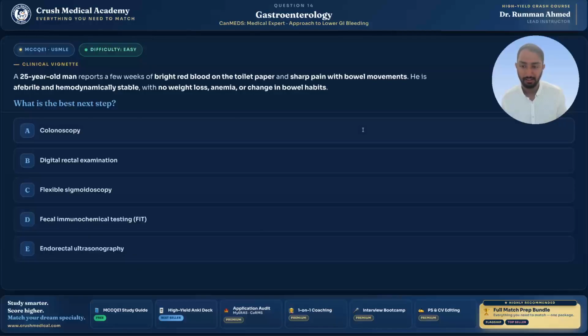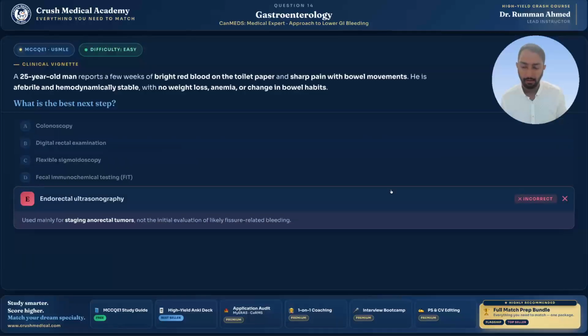So essentially getting an ultrasound to see if there's any obstruction, anything of that sort. In this case, it's incorrect. It's a big time distractor used mainly for staging anorectal tumors, right? So not the initial evaluation of likely fissure-related bleeding. Going towards imaging is just not correct here, okay? There are other things that we can do before we jump right into imaging, whether that's ultrasound, CT, anything of that sort. Just incorrect as a first line, okay?